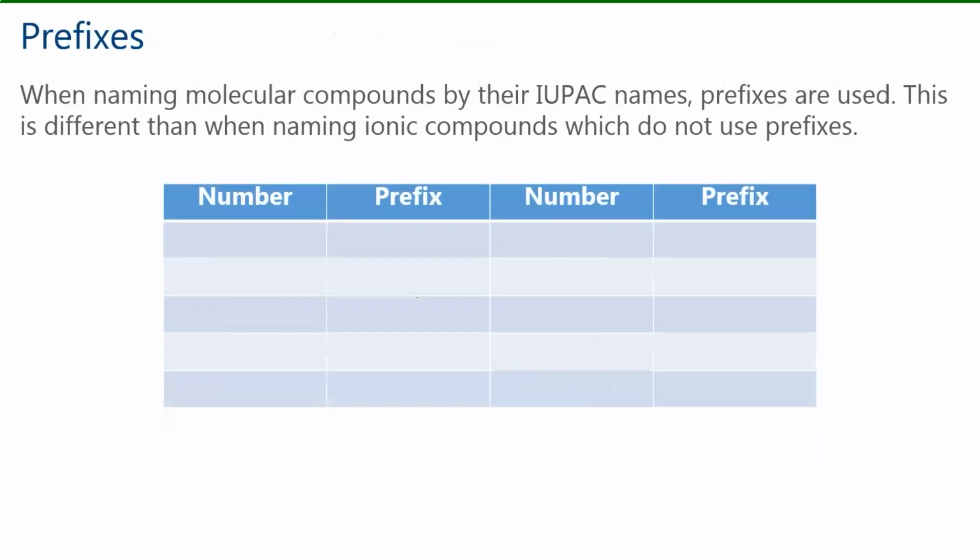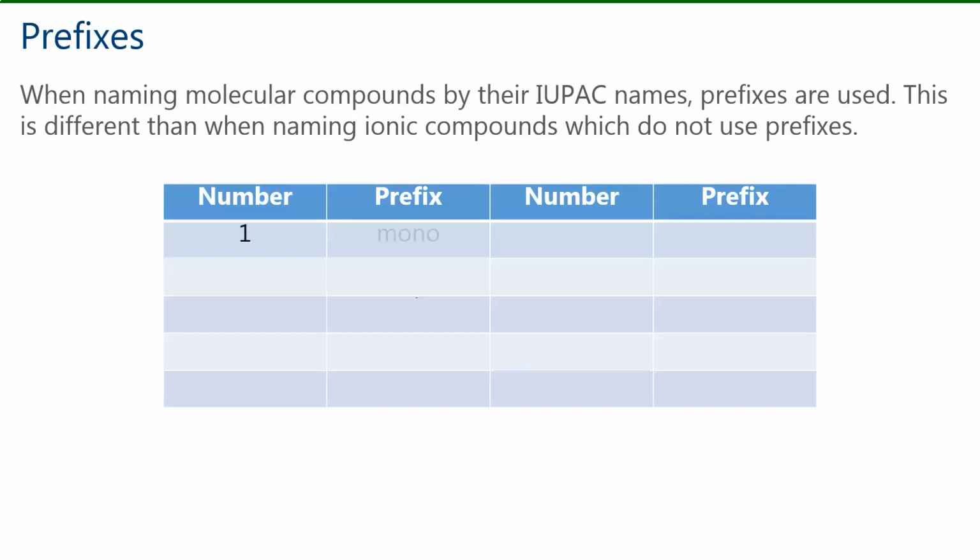When we name molecular compounds using their IUPAC names, which is most compounds, prefixes are used. This is different when naming ionic compounds, which do not use prefixes. So molecular compounds use prefixes, ionic compounds do not. You will need to remember the prefixes, which are listed in this table.